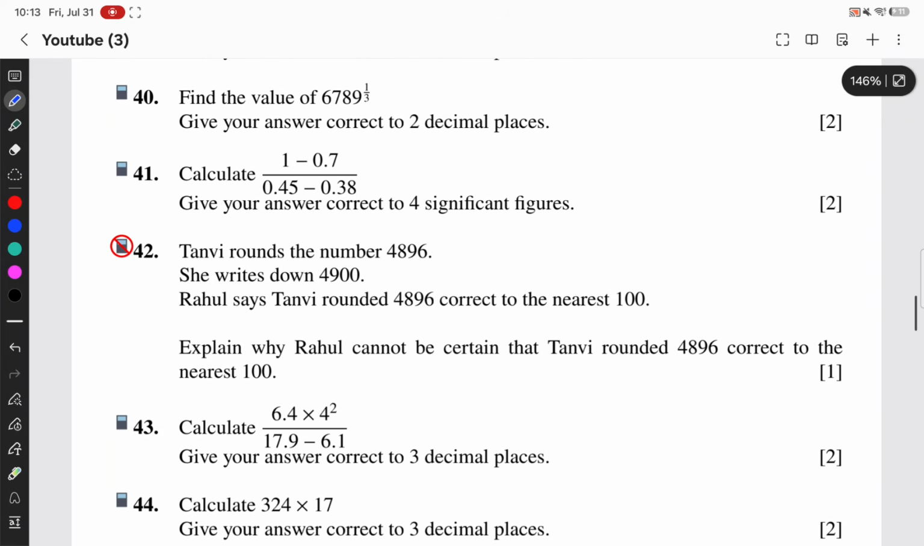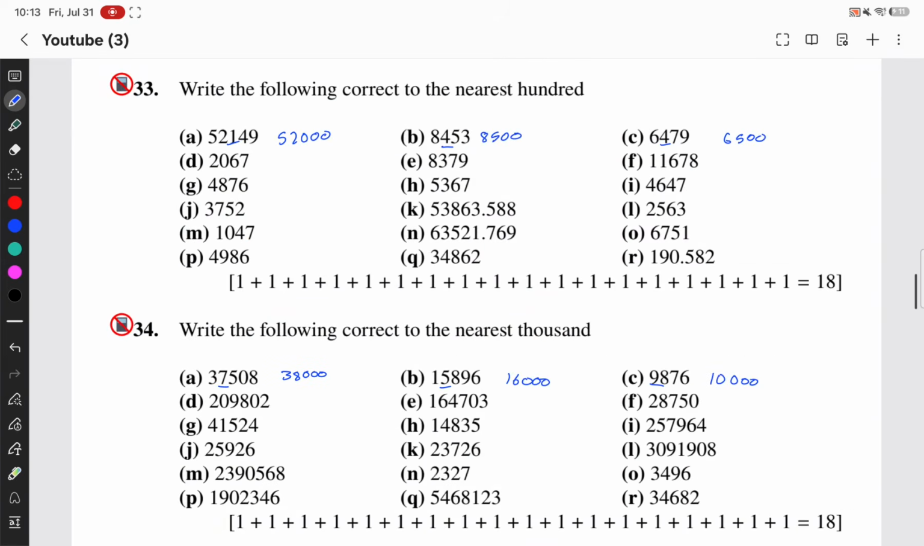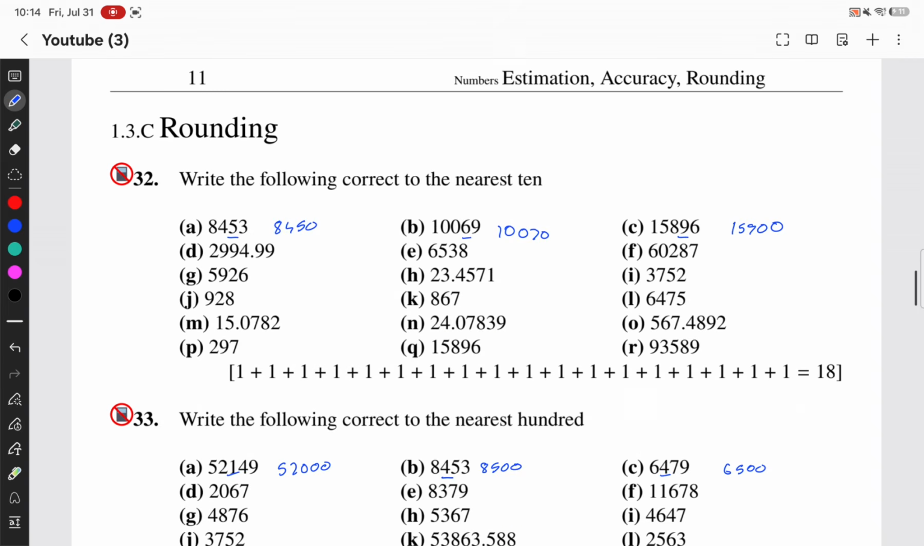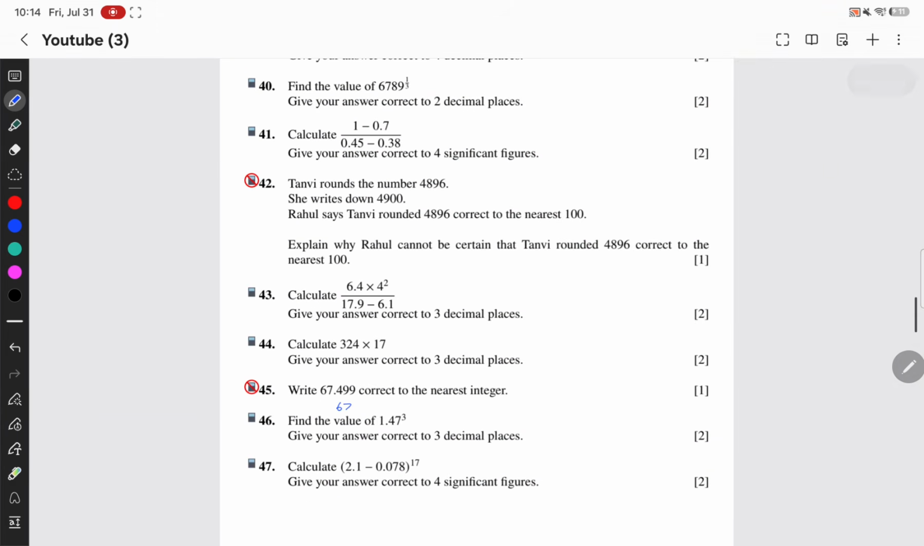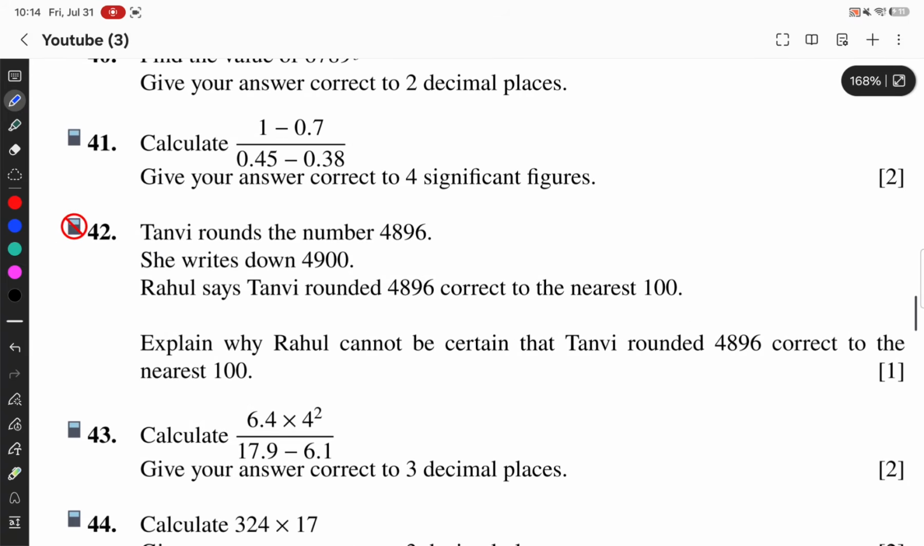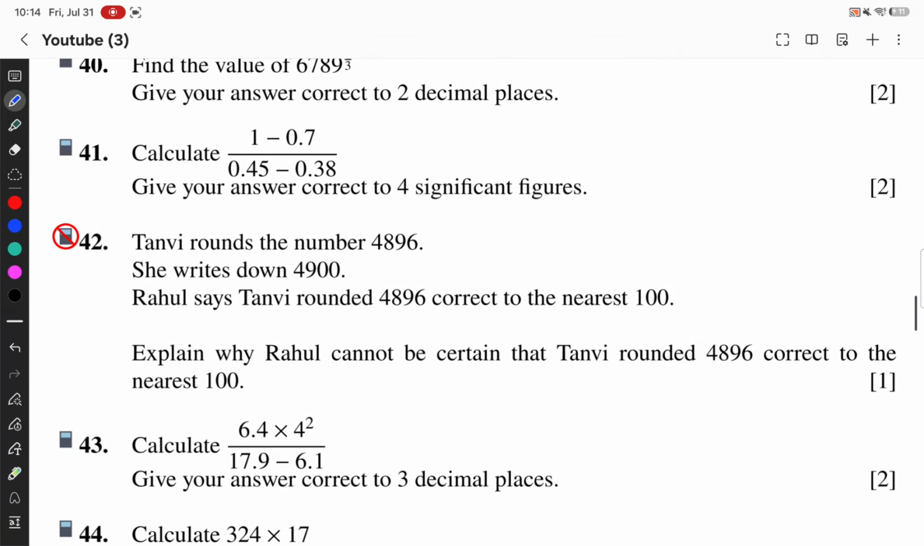Now, I told you earlier in this part of the video, you cannot be certain at what place value I rounded my answer to. Here, this is the same thing. Tanvi rounds the number 4896. She writes down 4900. Rahul says that Tanvi rounded 4896 to the nearest 100. Explain why he cannot be certain that she rounded the number correct to the nearest 100.